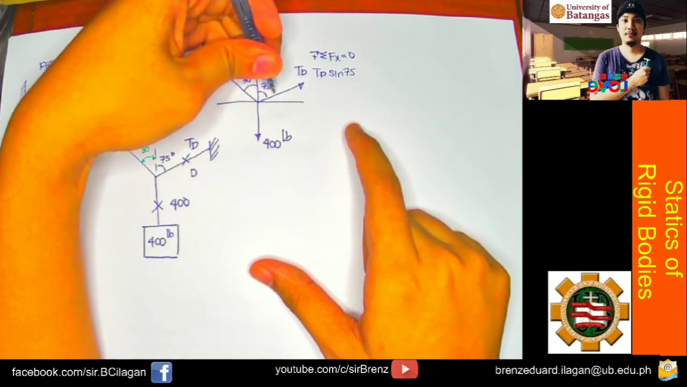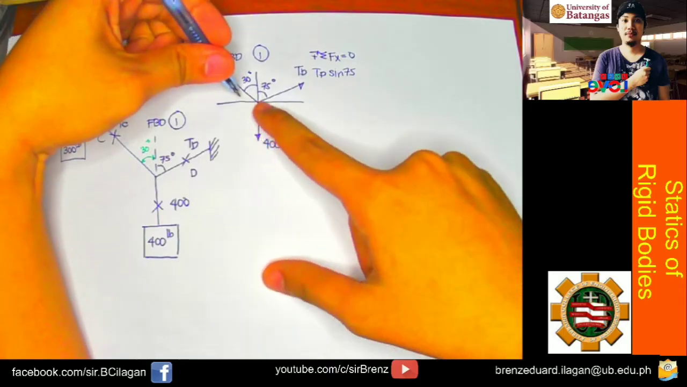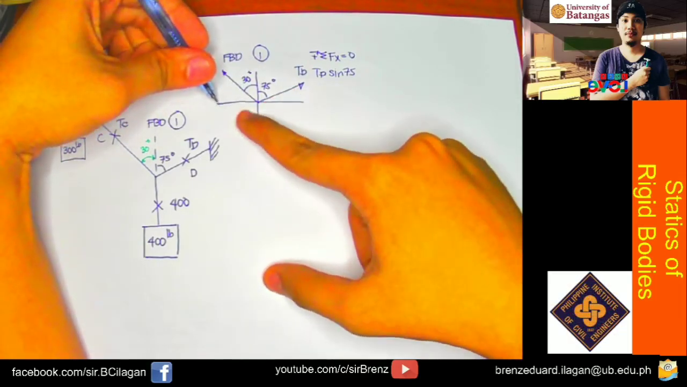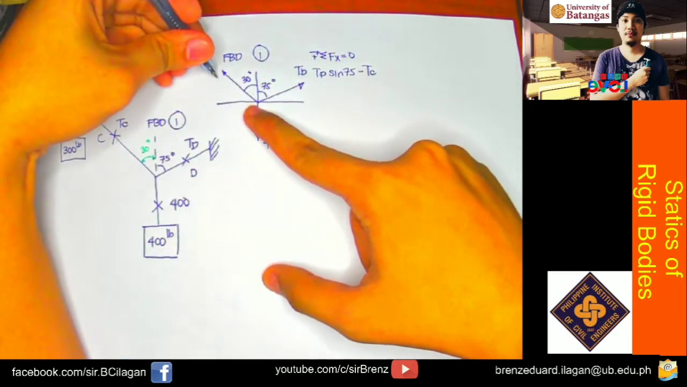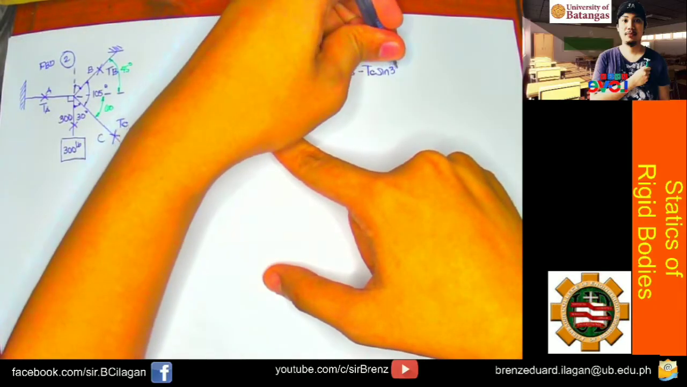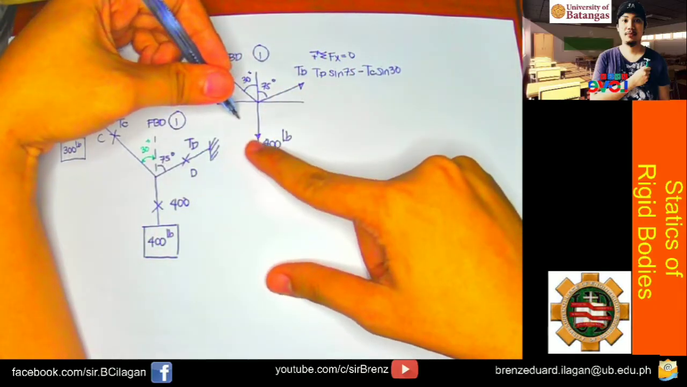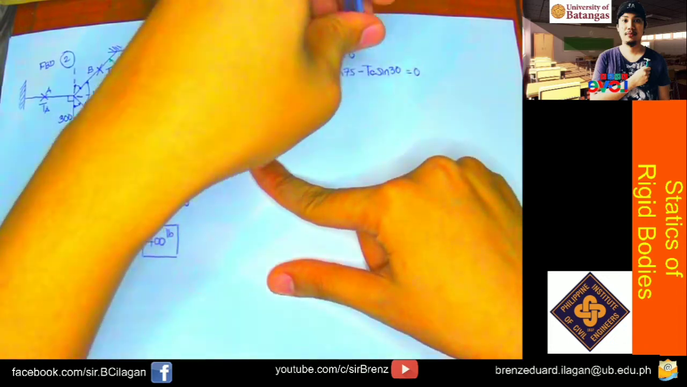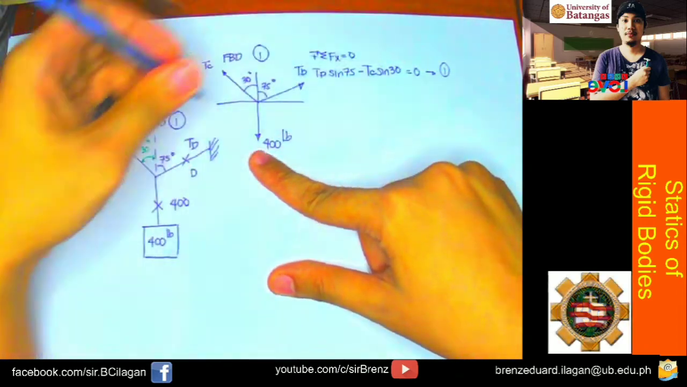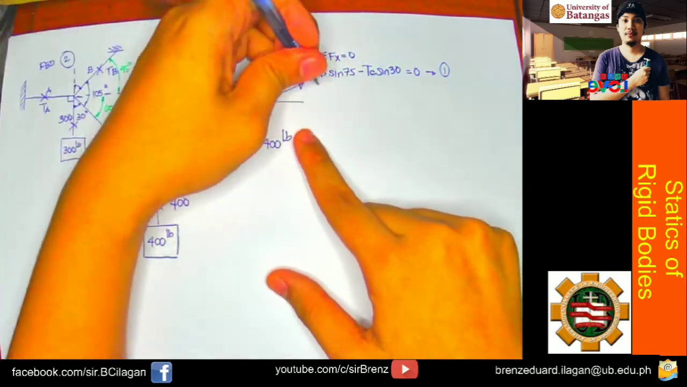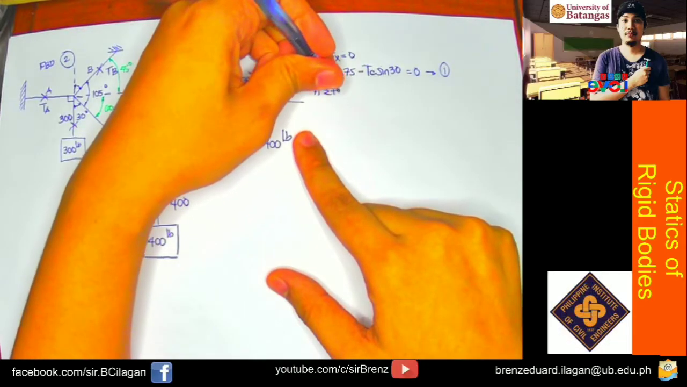then papunta siya sa kanan, so positive, and then ito, TC, from which yung kanyang X component is papunta sa kaliwa, therefore minus TC, and then sine 30. So meron pa ba tayong X forces? Wala na, so that will be equals to 0. So this will be our equation number 1. And then the other one is by using summation of forces Y, assuming that upward direction is positive.